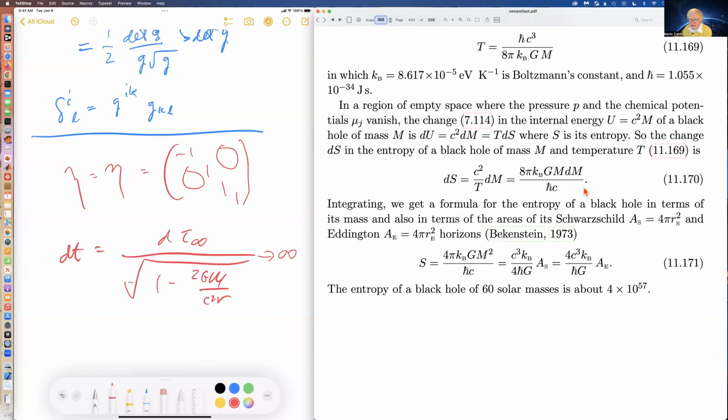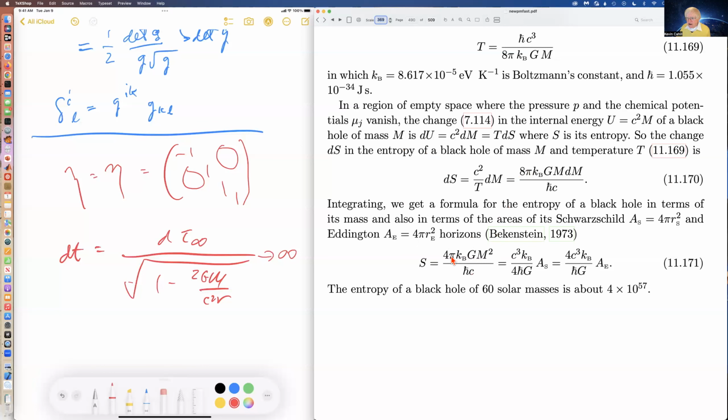And if you integrate, then you get a formula for the entropy of a black hole in terms of its mass, and you get that the entropy of a black hole is the integral of m dm. Of course, what we're using here is this expression for the temperature. So we have dS is c squared dm, that's dU, or change in the energy. We divide by T. Dividing by T means we multiply by m. So we have m dm, apart from constants. And when you integrate m dm, you get m squared over 2. And that changes 8 to 4.